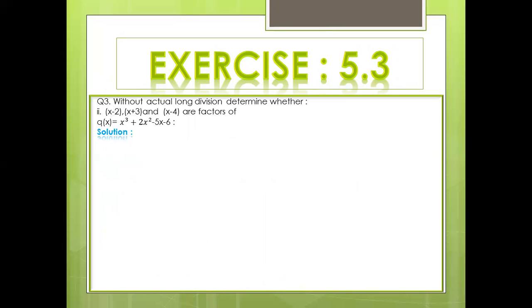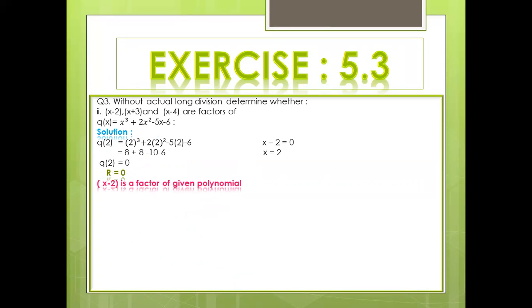Now question number 3: without actual long division, determine whether these are the factors of the given polynomials. Two parts are given, and I did part number 2 for you because three factors are given over there. One by one, we put the factor in the given polynomial and we check whether our answer becomes 0 or not. If we get 0, it means that that linear polynomial is a factor of the given polynomial. If our number is other than 0, it means that that linear polynomial is not a factor of the given polynomial. This is a very easy exercise.